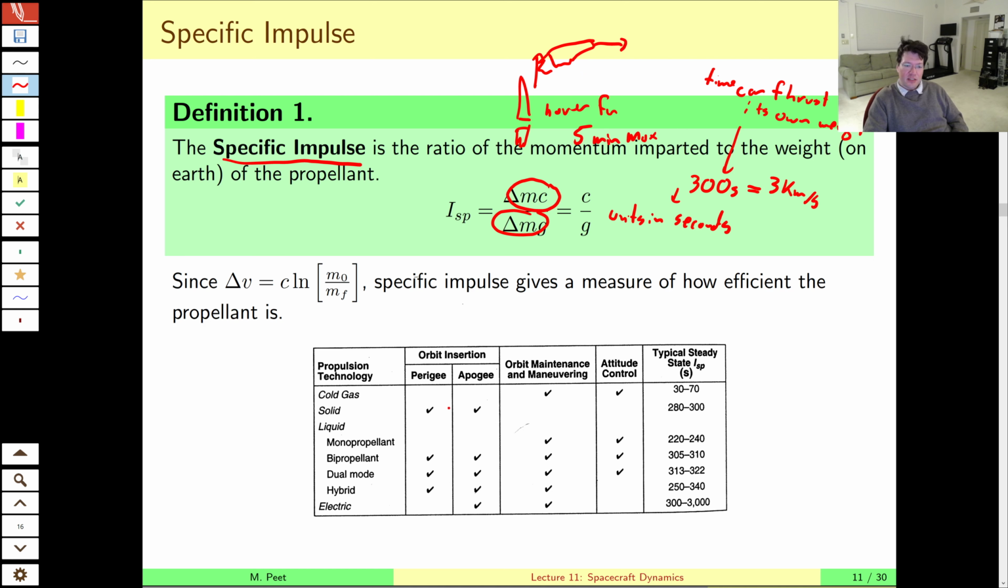In any case, this ISP is determined by the rocket type. As I said, like balloons, cold gas thrusters have very low ISPs because the motion is really quite disorganized, and so you're not getting a whole lot of thrust per mass. Solid rockets do better, in the range of 280 to 300 seconds. Liquid propellants do better than solid rockets in general, but not much better, you can see here.